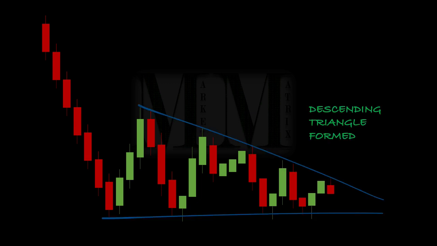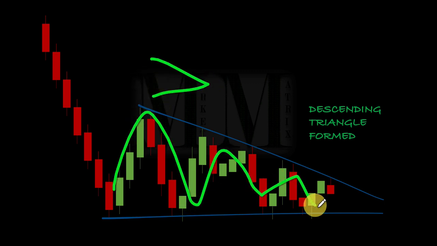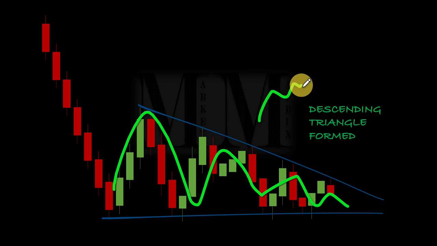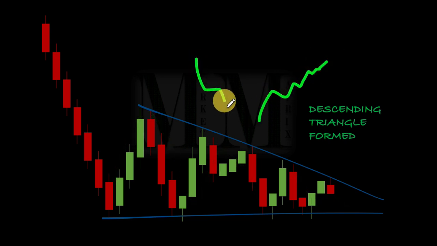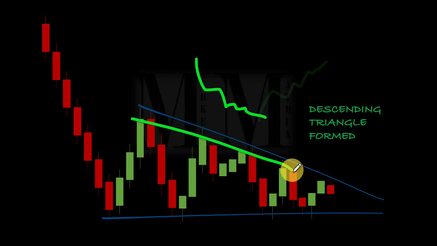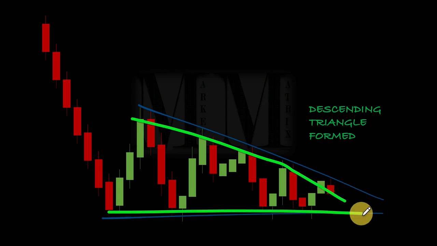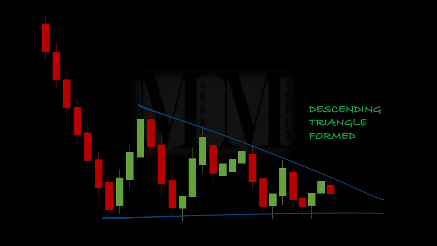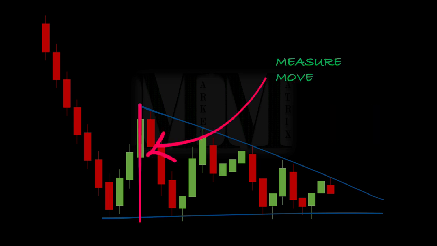So this descending triangle is now formed, and it gets this name because it is a triangle that is getting lower. The price is descending, it's getting lower. Compared to an ascending triangle, ascending meaning getting higher, this is descending meaning getting lower. Price is getting lower, even though it's being held over here at the same level. So what we're going to want to do is we're going to want to notice this, and we're going to slap a line over here to measure this move.